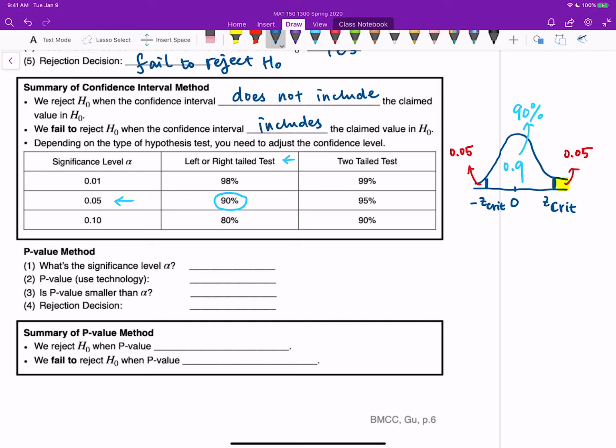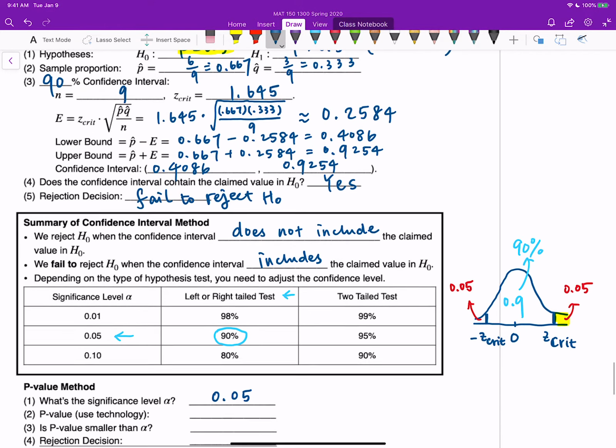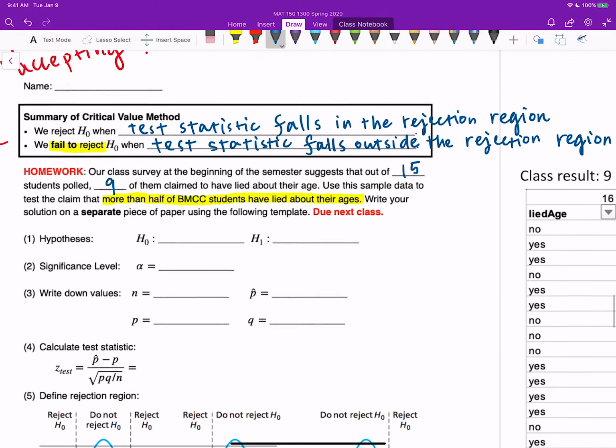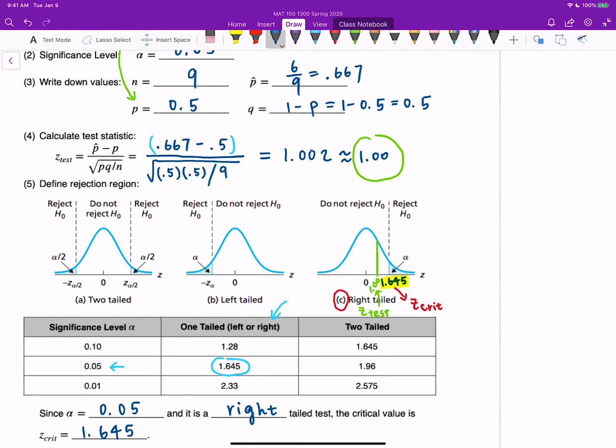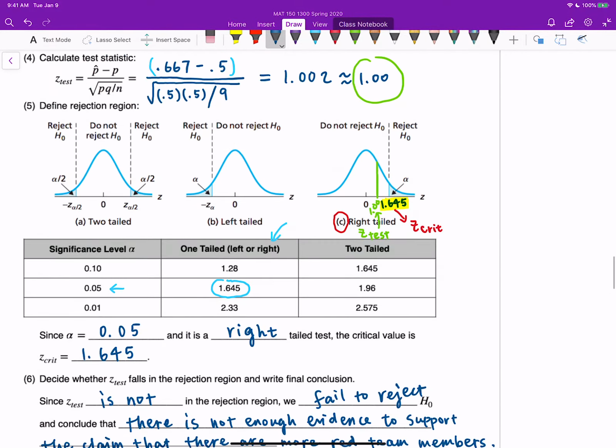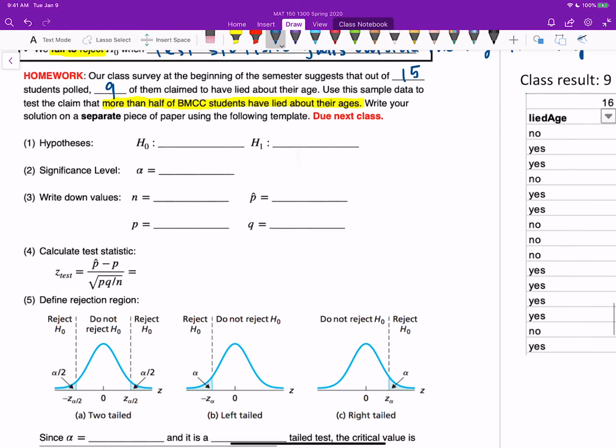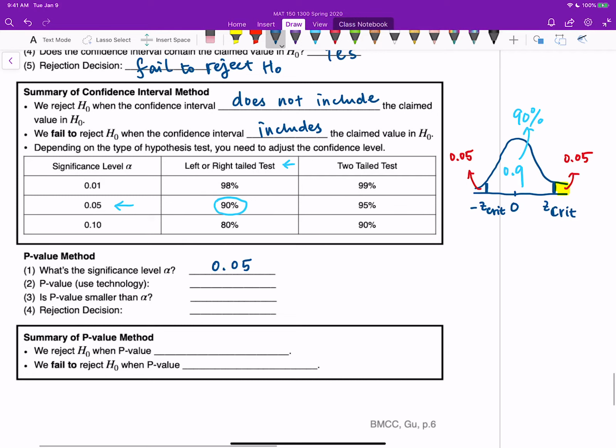What is the significance level alpha? We have been using 0.05 for this exercise. What is the p-value? For the p-value, you could use the z-table to find it out. Our test statistic, if you remember from this part right here, is 1.00, and it's a right tail test. So you're basically finding the probability of z greater than your z-test statistic, which is 1.00. And you're going to read the z-table to find it out.